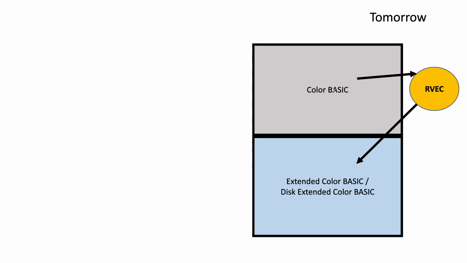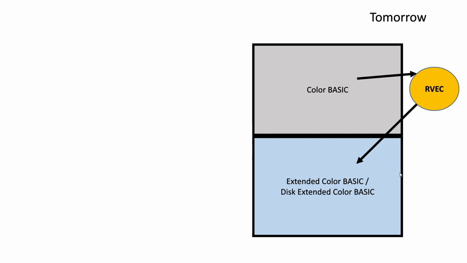Now when Color BASIC needs to make a call, let's say as part of the put routine, it would call into here, and then this would jump into wherever it needs to go, either the Extended ROM or the Disk Extended ROM, or maybe both. And it would be up to this ROM to initialize this RAM vector. So whichever ROM needs a hook, they tell the RAM vector, I want you to call me.